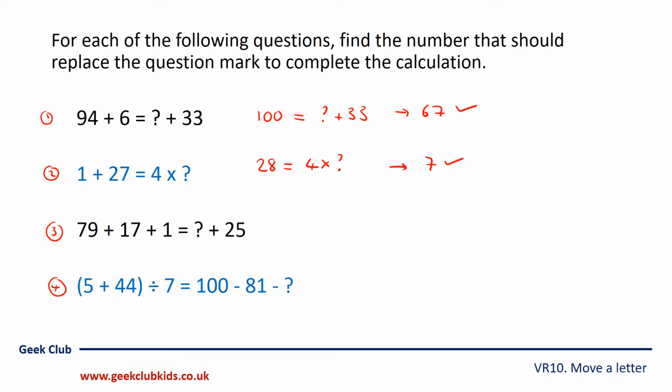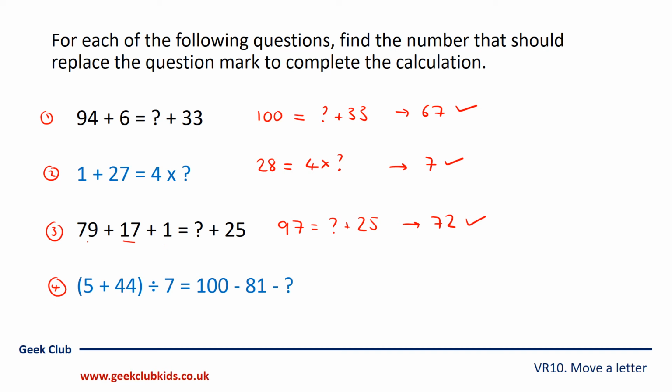Question 3. 79 plus 17 plus 1 equals something plus 25. Okay, so let's work out the left-hand side. With 79, I'm going to add the 1 first, because that will be easier. 79 and 1 is 80, and then add the 17 makes 97. And that equals something plus 25. So we need a number that's 25 less than 97, which should be 72. So that's the right answer there.